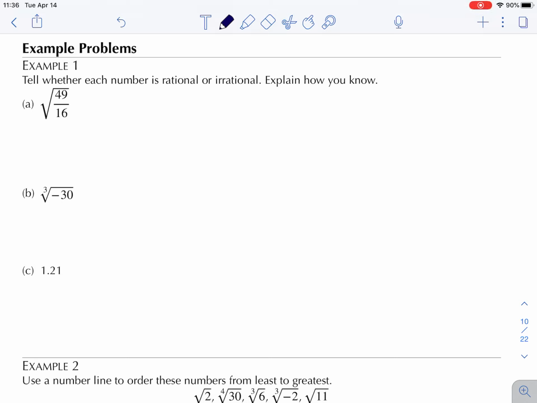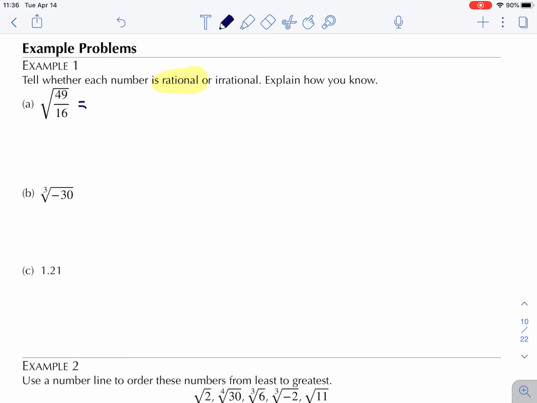Let's look at section 4.2, Irrational Numbers, example problems. Example number 1. Tell whether each number is rational or irrational. Explain how you know. We have to remember what rational means. Rational means that we can write it as a fraction of integers. Irrational means that we cannot do that.